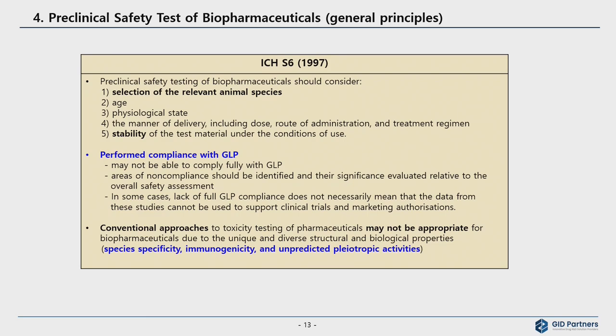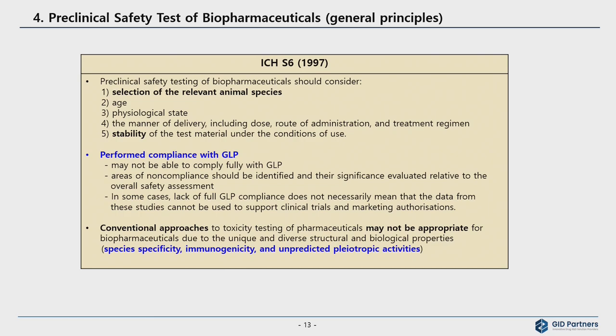For biopharmaceuticals, in a preclinical safety study, selecting the species is really important. Biopharmaceuticals are very target specific, and therefore the relevant animal species need to be selected, and also the age of the animals and other factors need to be considered. And of course, it should be conducted under GLP conditions. But sometimes compliance with GLP cannot be obtained, and you still need to provide a justification. If that is the case, then data can be accepted as a part of the package for the IND or the market authorization. But as I said, biopharmaceuticals are very animal specific, and also immunogenicity is really important.